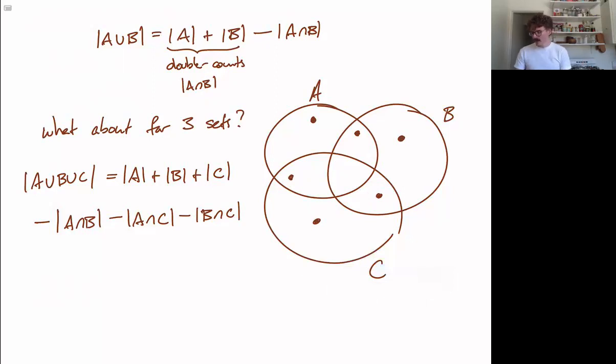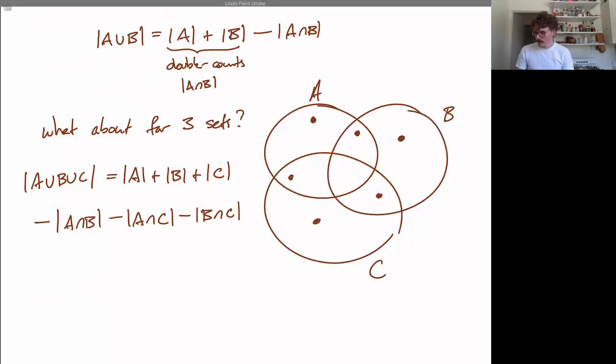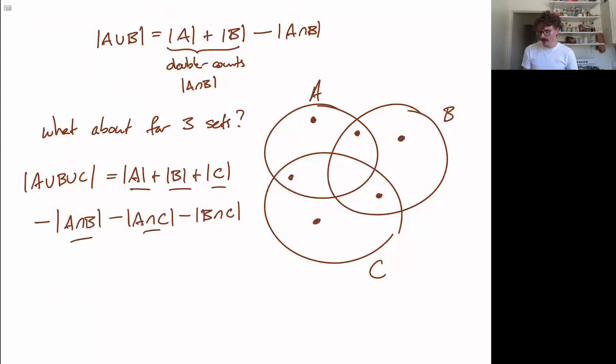So now we see that these regions are correctly counted. We've got one dot in each of them. But this region, in the center, we have subtracted it off. So we added it three times in the beginning, and then we subtracted it three times in our second step. So now we have counted it zero times. So now we need to add that thing back in.